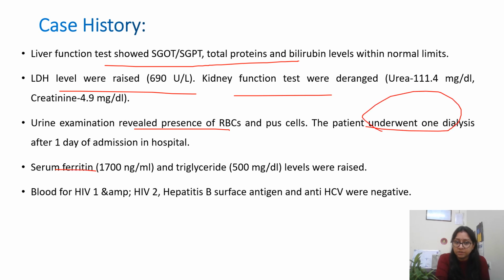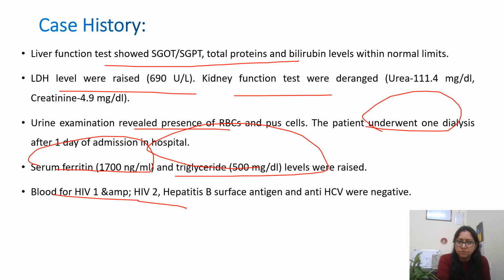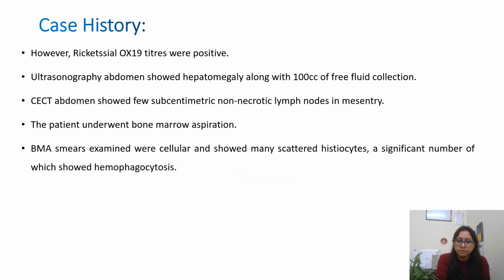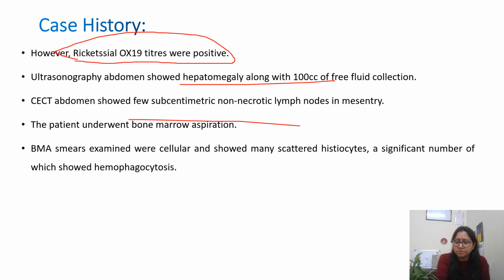Patient had serum ferritin levels increased. TG levels were increased. Blood for HIV 1 and HIV 2 was negative. The viral markers were seronegative. Then the patient was tested for rickettsial OX19 titer, which was positive. USG abdomen showed hepatomegaly with a fine collection of free fluid.